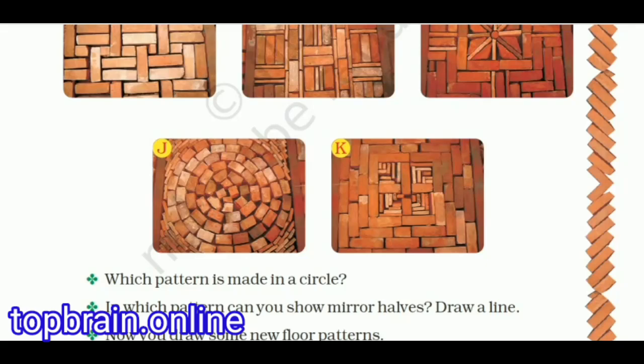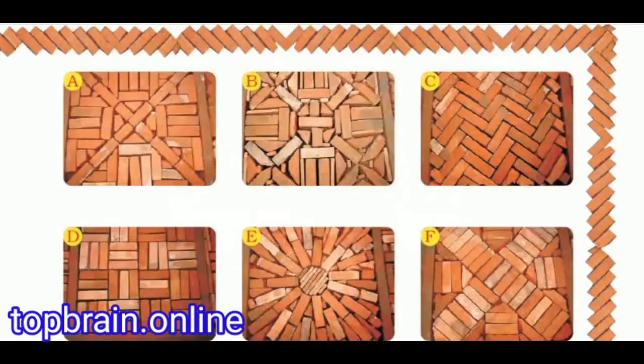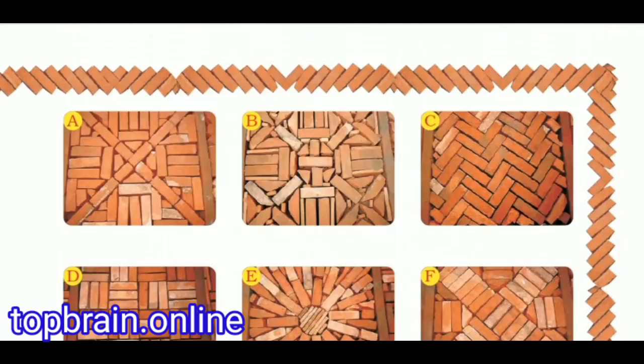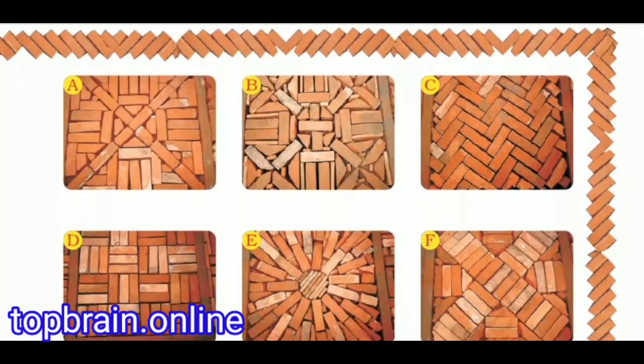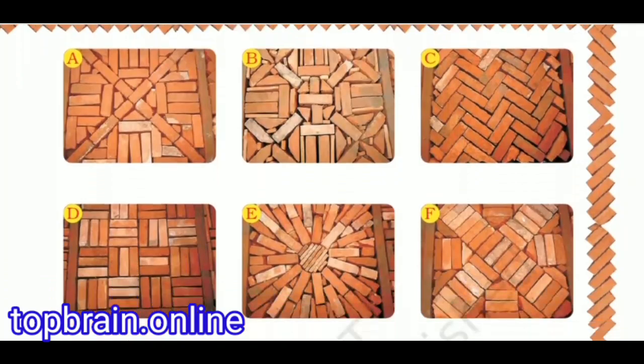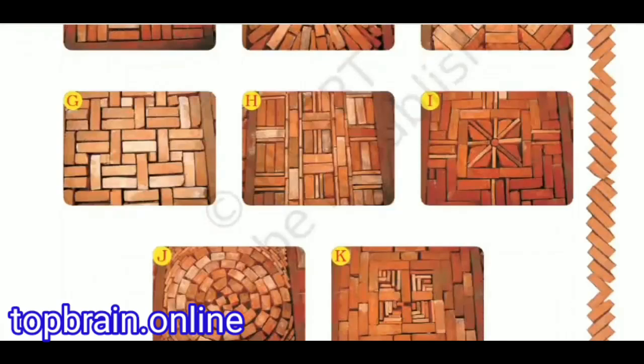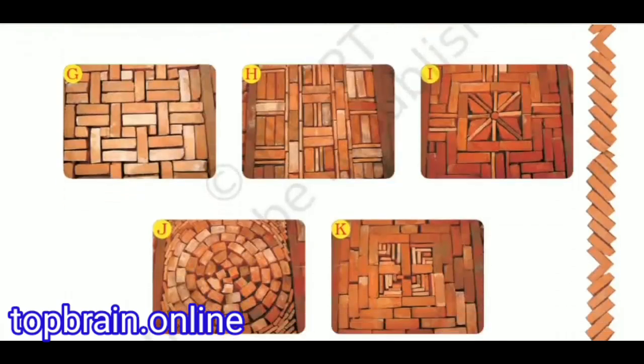And the second question is, in which pattern can you show mirror halves? Draw a line. So again observe this figure A, B, C, D, E, F, in which you are finding the mirror half. Observe these flower patterns A, B, C, D, E and F. And again these flower patterns G, H, I, J and K.